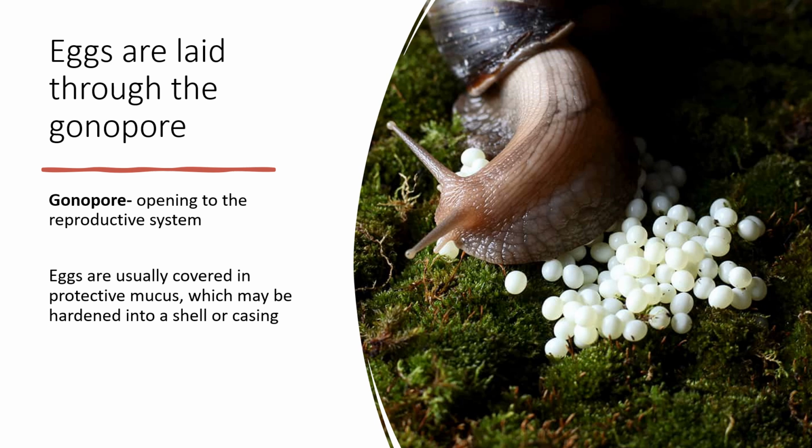So regardless of what type of mating strategy the snail has, after eggs are fertilized, they're laid through the gonopore, which is the opening to the reproductive tract. It has this generic name because, again, they're often hermaphroditic, so that gonopore might release either eggs or sperm or both. The eggs are usually covered in mucus to protect them and keep them from drying out, and often that mucus hardens into a protective shell or casing.